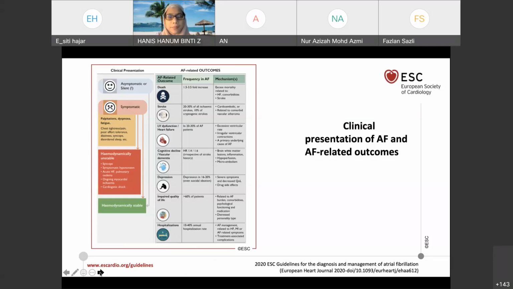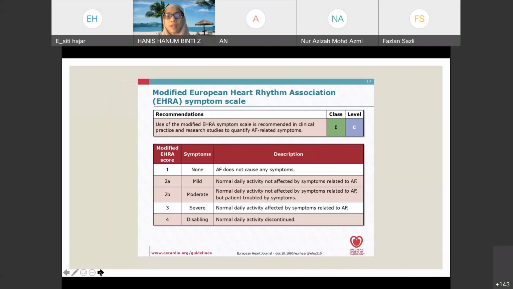Yes. All right, so in those with symptoms, there is a modified European Heart Rhythm Association EHRA symptom scale. Okay, when they come to the clinic, we have to rank their symptoms according to this EHRA score. So EHRA score of 1 means they don't have any symptoms. Okay, 2A is mild symptoms. What do you mean by mild is that your normal daily activity is not affected by the symptoms, meaning it's just mild palpitation, you can still do your normal activity.